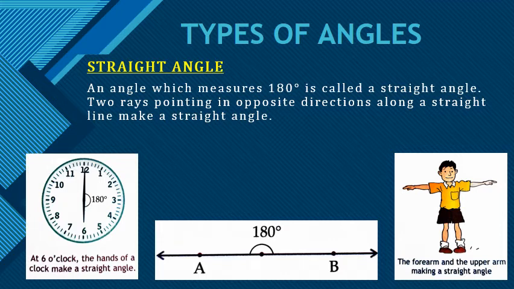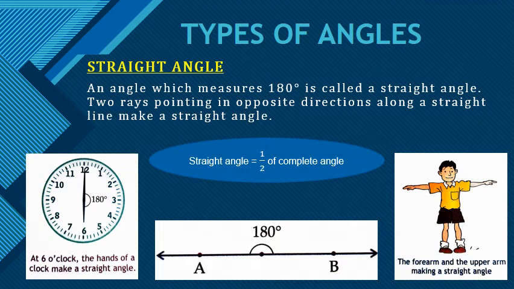In the same way, the forearm and the upper arm make a straight angle in the third picture, where the boy is standing with both his arms stretched in a straight direction. A straight angle is equal to half of a complete angle, that is, half of 360 degrees, which is equal to 180 degrees.